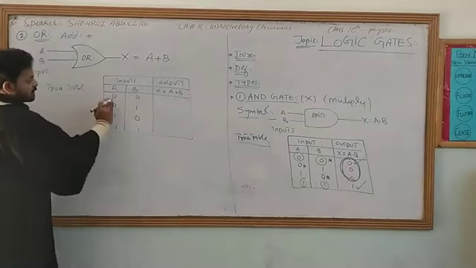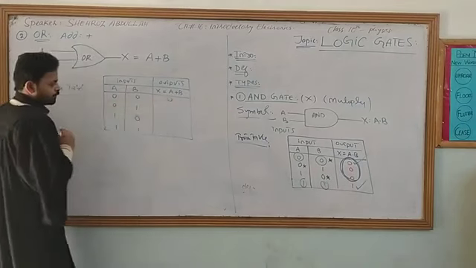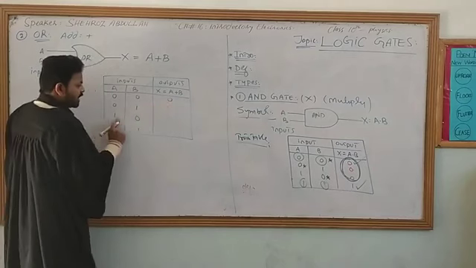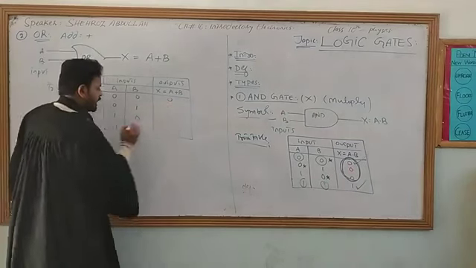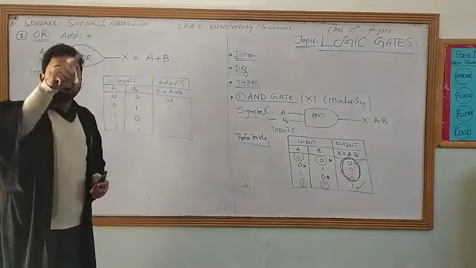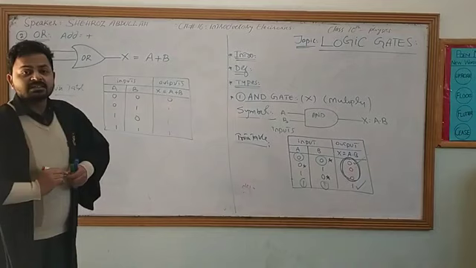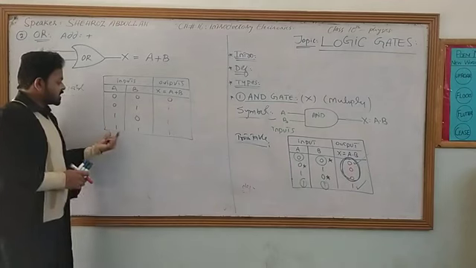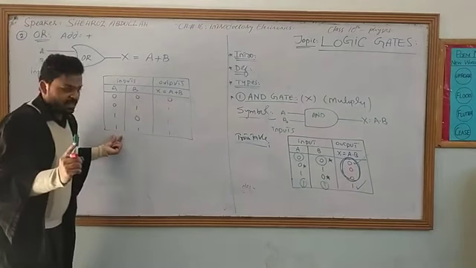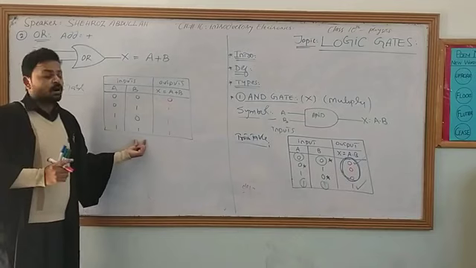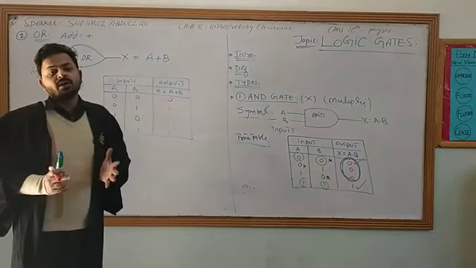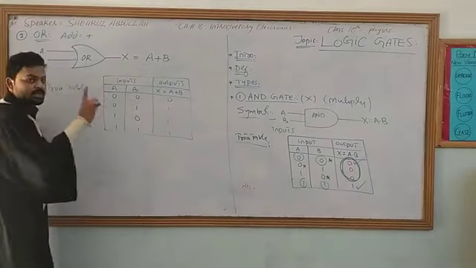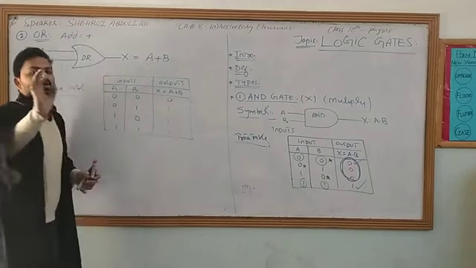Now observe. 0 added with 0 will give you 0. 0 added with 1 will give you 1. 1 added with 0 will give you 1. 1 added with 1 will give you 1. This is not simple mathematics, okay? Over here 1 plus 1 will not give you 2. But basically this means when the first input of the circuit is on and the second input of the circuit is on, the output that you are going to get will definitely be on. So when both the inputs of the circuit are on, the circuit will also be on.